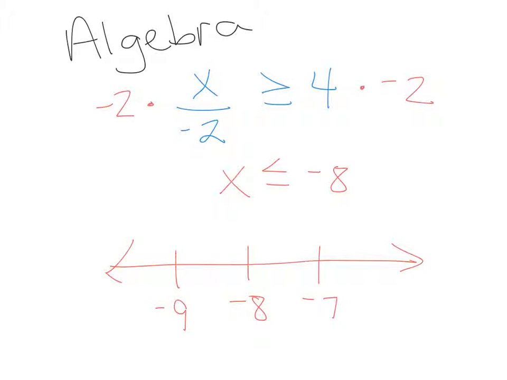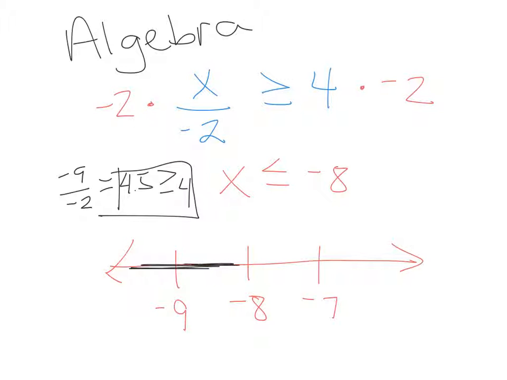Okay, let's convince ourselves that this is good. So if x is less than or equal to -8, that means these numbers down here should work. So let's try the -9. So -9 divided by -2 is actually 4.5, which is greater than or equal to 4. So since that is true, this side gets shaded. Since it's less than or equal, and it can be equal to -8, it's a solid dot.